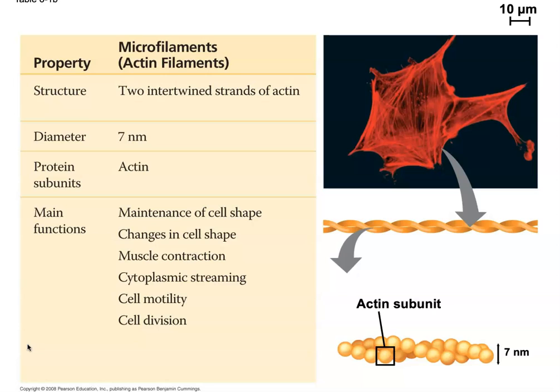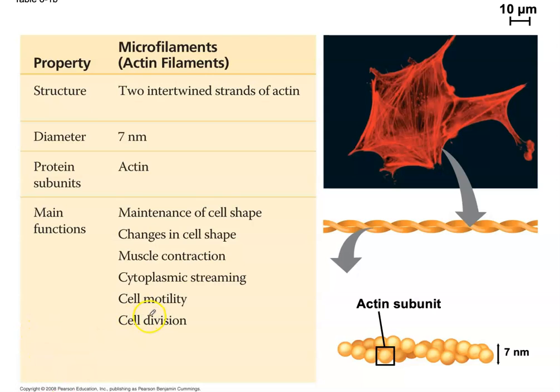The next type of filament is the microfilaments. A big function of these is muscle contractions. When you contract your muscles, it is a function of the actin and myosin proteins working in them. The fibers are made out of actin, and then you have the myosin protein going back and forth on it.